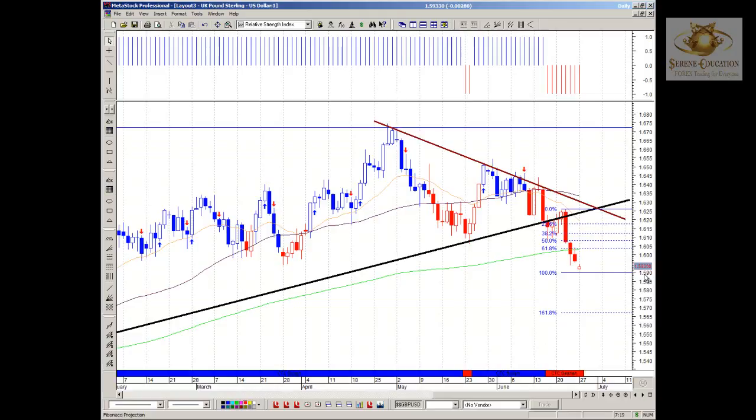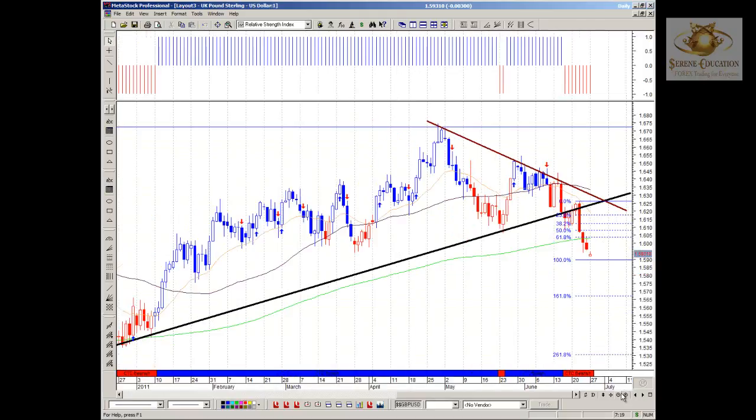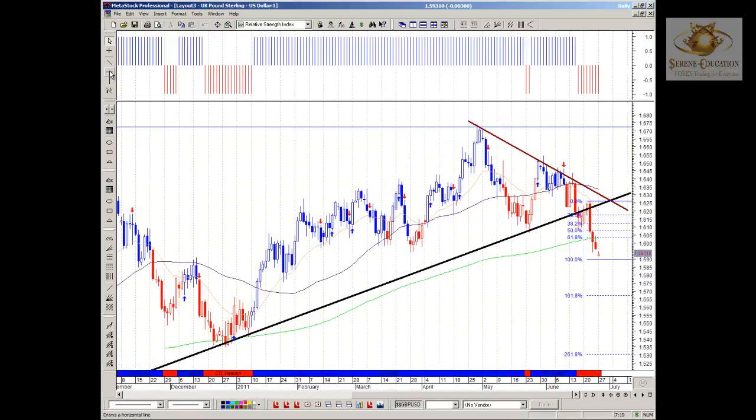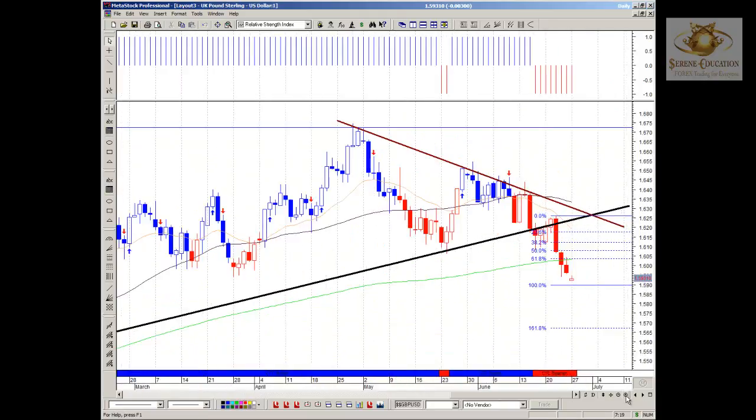We're looking at 15,900 as our first target, 100% of the initial move. 161.8 would be roughly around the 1567 mark. 261 will take it right back down to the previous major swing to the upside. So still some more to the downside.